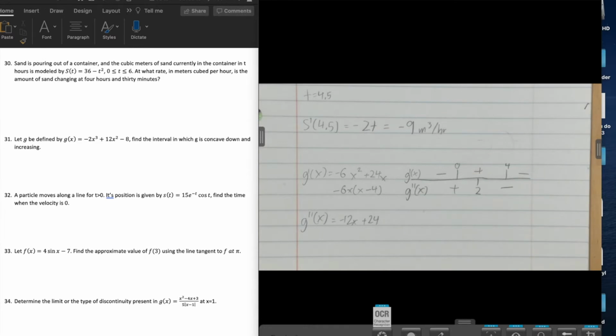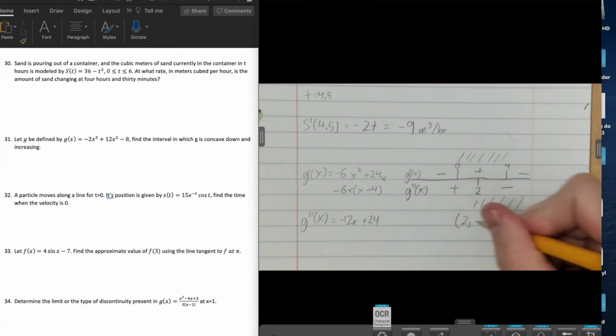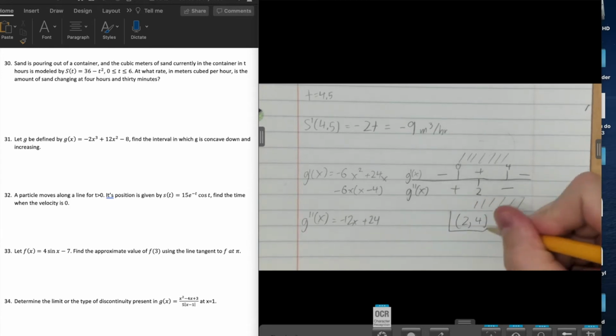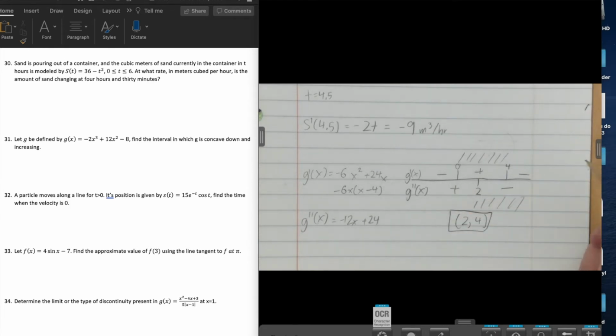So again, the question was, where's g concave down and increasing? And so that means, where is it increasing? Here. Where is it concave down? Here. So where is that overlap? Well, between 2 and 4. That's where our graph is concave down and increasing, because that's where these two overlap.